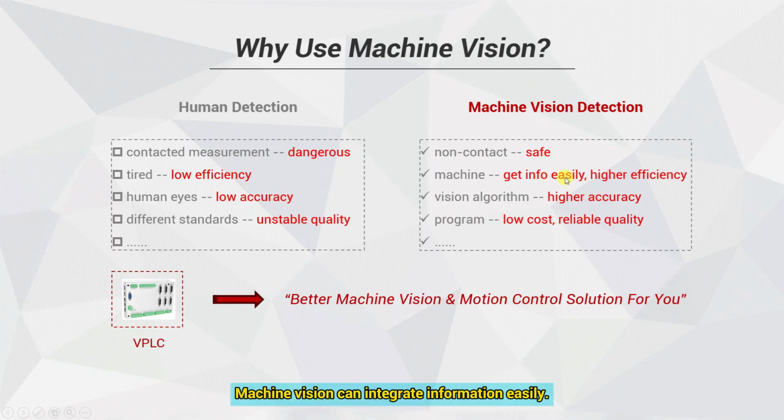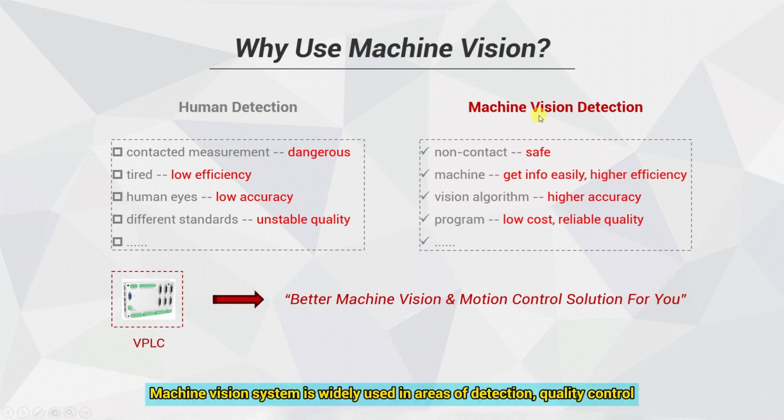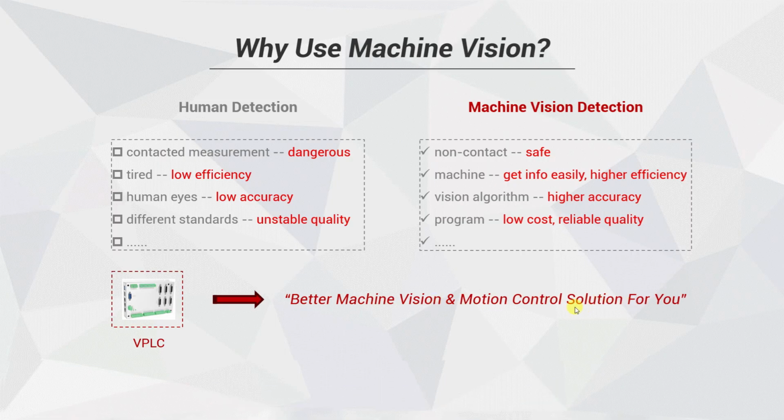Machine vision can integrate information easily. Not only easy and rapid to obtain graphic information, but also process obtained information to achieve control requirements. Therefore, in nowadays automation production, machine vision system is widely used in areas of detection, quality control. According to these, Zmotion own VPLC Vision Motion Controller can provide you with machine vision and motion control solution. Fully support vision automatic detection development.